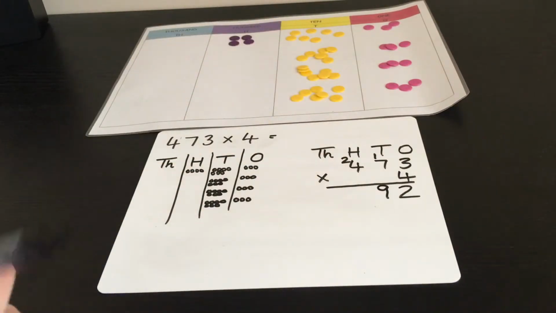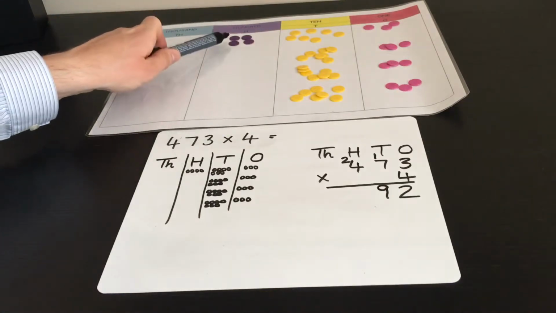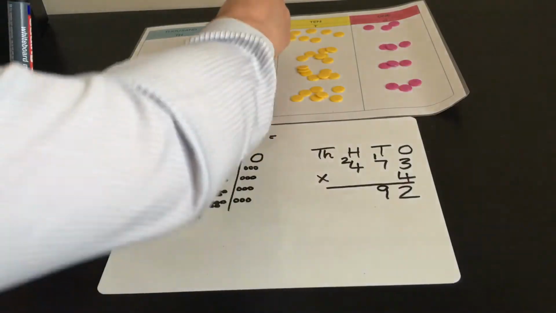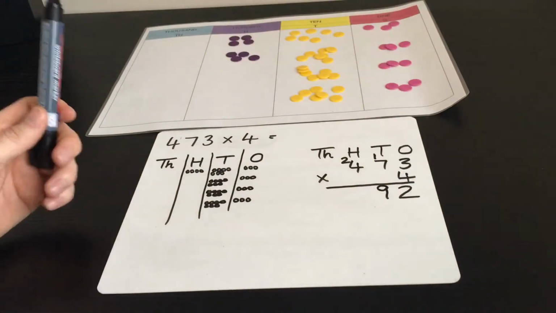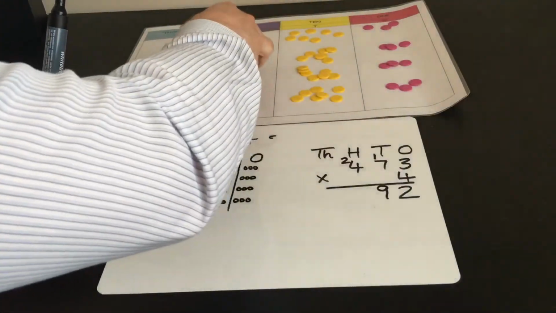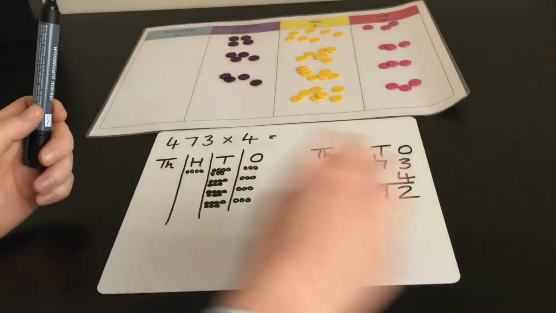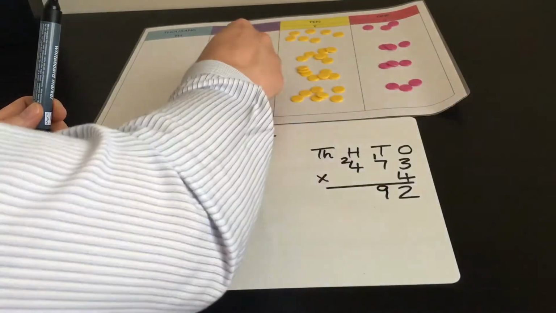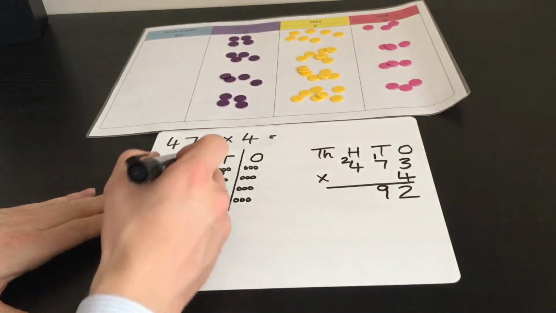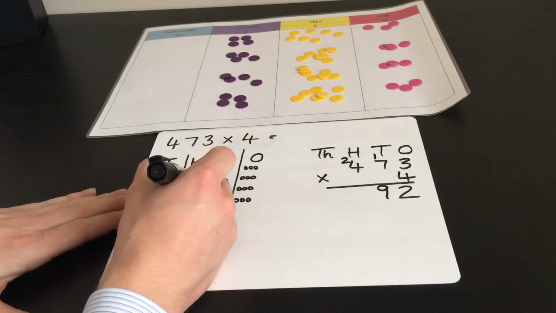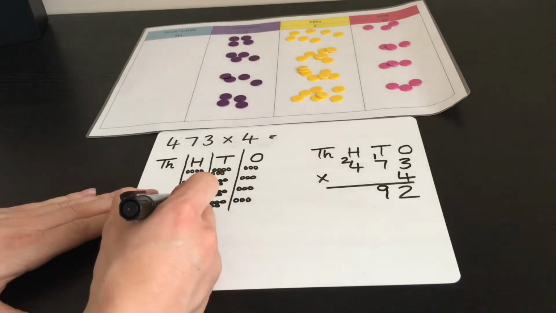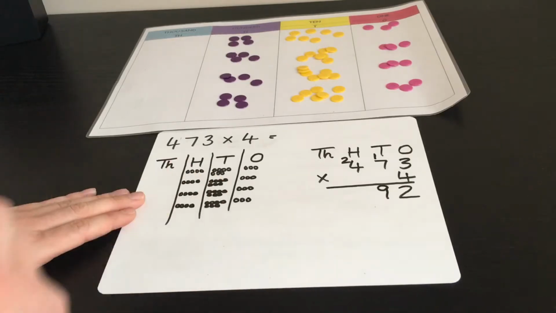Next job, I'm going to multiply 400 by 4. So I need 4 groups of 400. So there's one group of 400. There's 2 groups of 400. Here's 3 groups of 400. And 4 groups of 400 here, like so. So if I draw that on my pictorial representation, I would have a second group of 400s, a third group of 400s, and a fourth group of 400s.